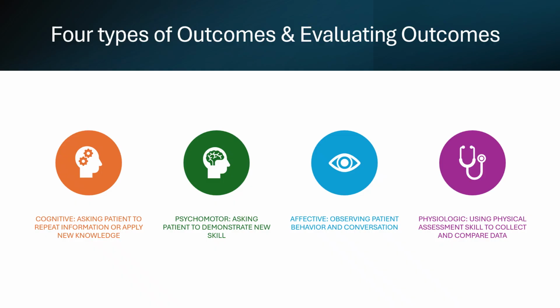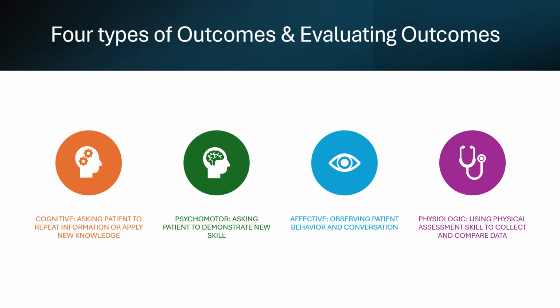And then the affective outcomes. These are the ones involved in changing values, beliefs, and attitudes. And to evaluate this, you observe patient behavior and conversation. Again, by 11/12/25, the patient will verbalize valuing health sufficiently to practice new health behaviors to prevent recurrence of the leg ulcer. Even with knowledge and skill, motivation is the key to lasting change.